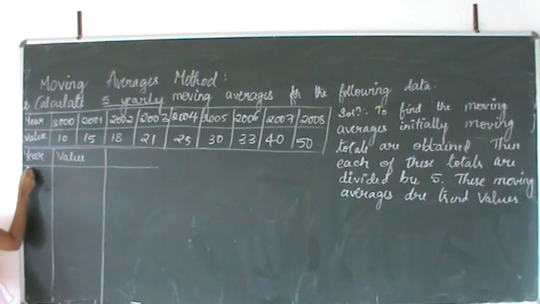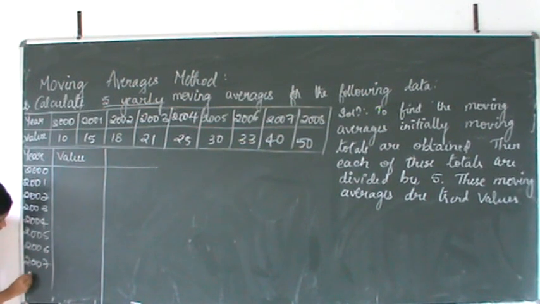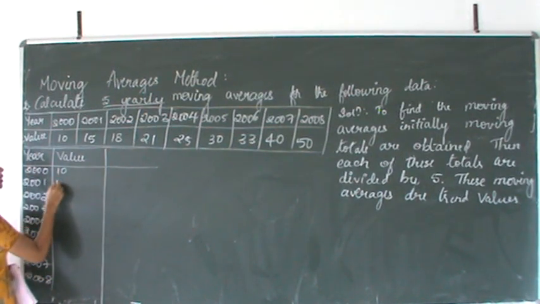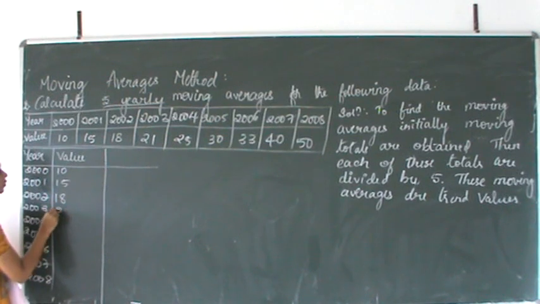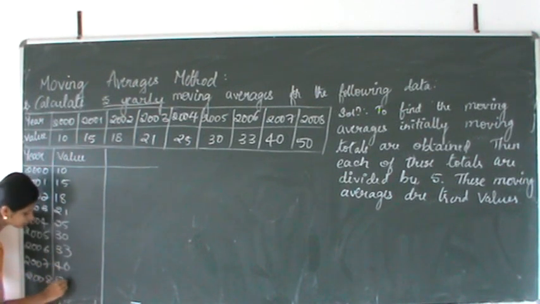Year starting from 2000. Next 2001, 2002, 2003, 2004, 2005, 2006, 2007 and 2008. Next values are 10, 15, 18, 21, 25, 30, 33, 40 and 50.